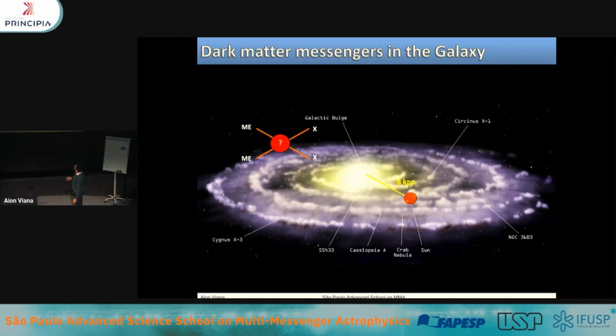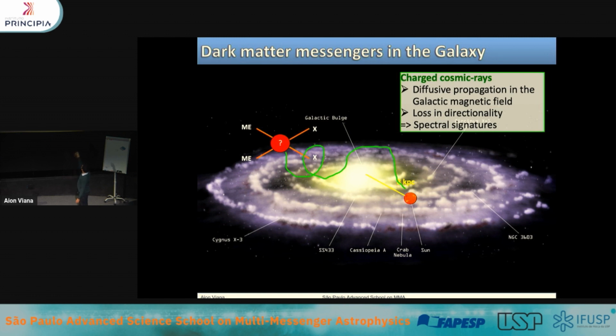The main idea of this type of searches is that if you have dark matter in the universe or in the galaxy, that it's annihilating somewhere in the galaxy, this will produce these final states that can be either stable particles or charged particles. If these are charged particles, this will be what we call charged cosmic rays. After the annihilation, they will propagate through the galaxy diffusively because you have magnetic fields, they will lose directionality, and they will arrive on Earth from all directions. But we can still study these using spectral signatures of the cosmic ray spectrum that arrives on Earth.